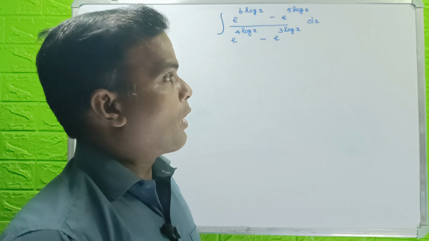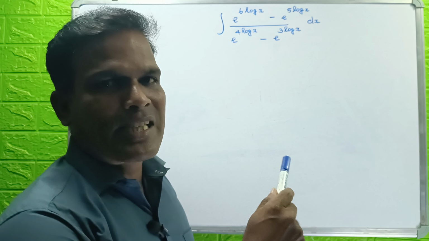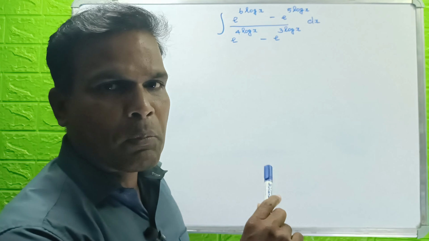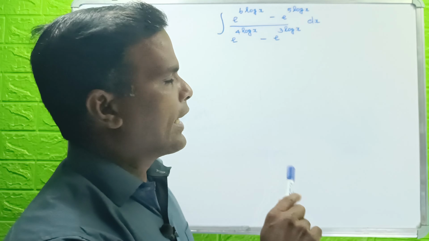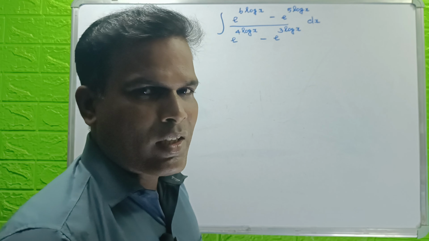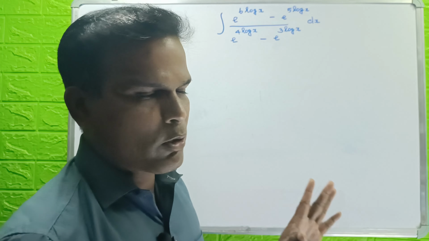Students, look at this problem. Integral of (e^(6 log x) minus e^(5 log x)) divided by (e^(4 log x) minus e^(3 log x)). This problem may look difficult, but it's a very simple problem. Let me solve this problem.